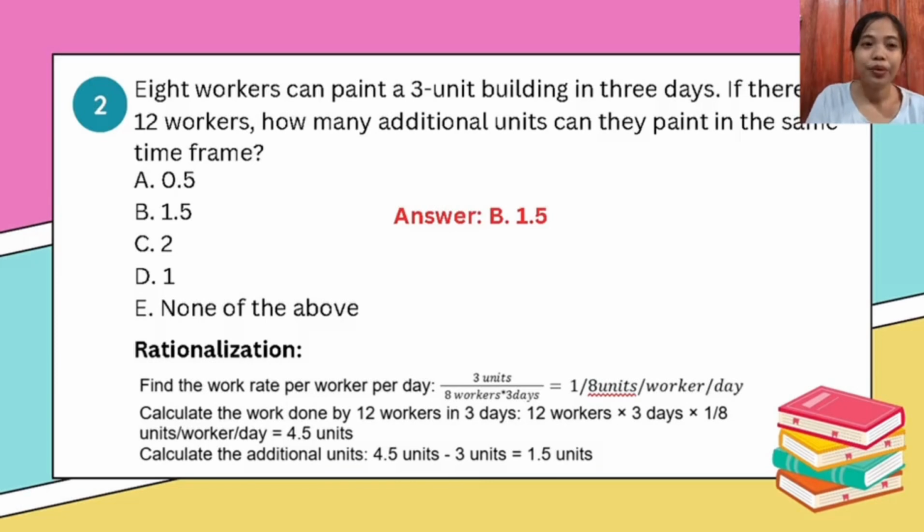So now, we know that we have 12 workers in 3 days. So we can just simply multiply 12 workers times 3 days and times 1/8 unit per worker per day. So therefore, we have 4.5 units. So calculate the additional units. That's 4.5 units minus 3 units is equal to 1.5 units. The answer is letter B.